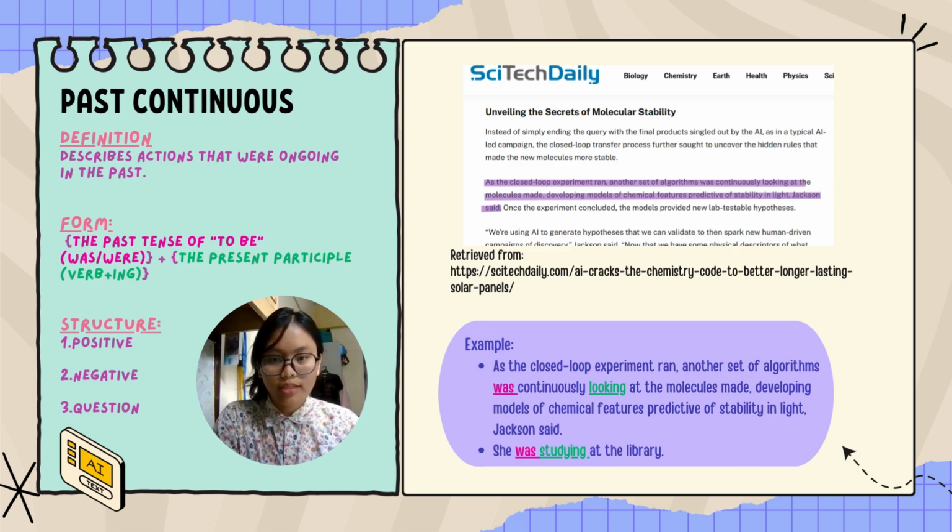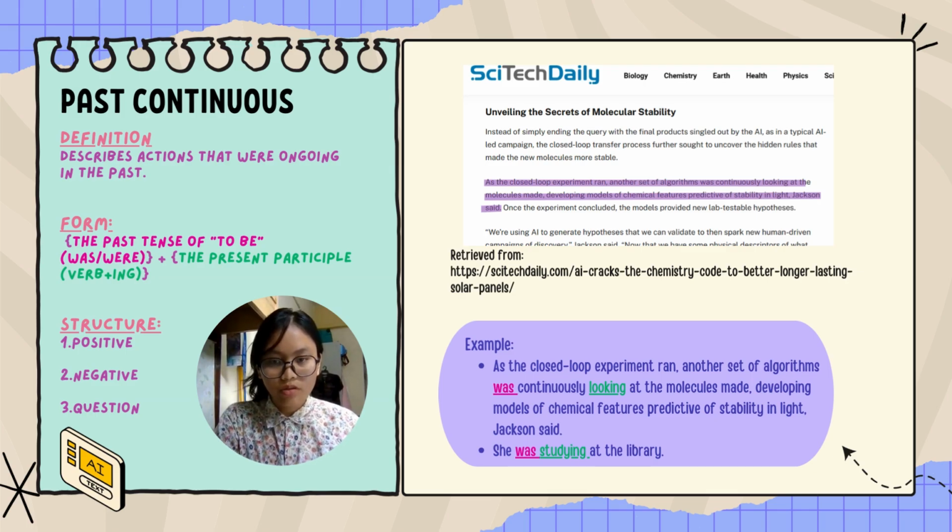In this sentence, we can see that was and looking use the form of past continuous, which follows the form of the past tense of to be, which is was, plus the present participle of the verb, plus ing at the end of the verb.